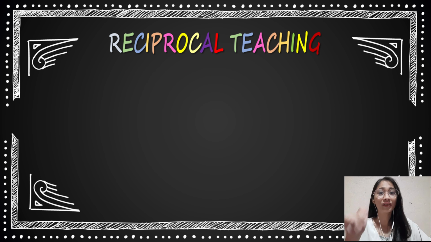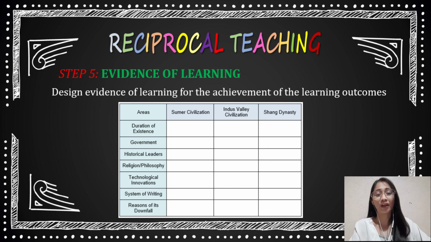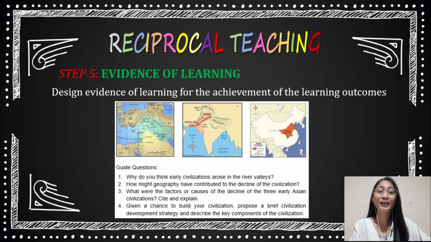For the last step, the fifth one, as evidence of learning, each group shall fill up the matrix given. Here is my sample matrix with the following areas: duration of existence, government, historical leaders, religion or philosophy, technological innovation, their system of writing, and reasons for its downfall. They will also be answering the guide questions posed.